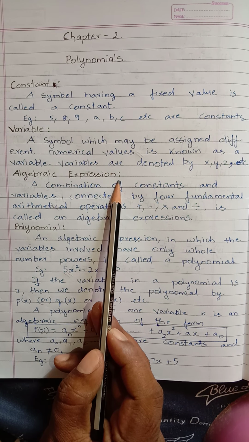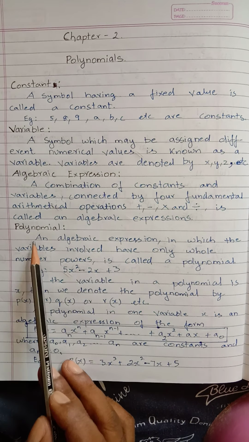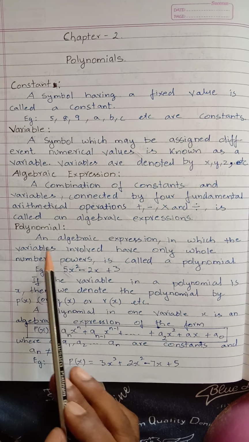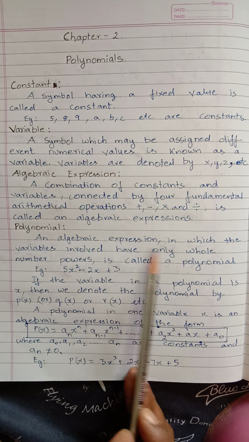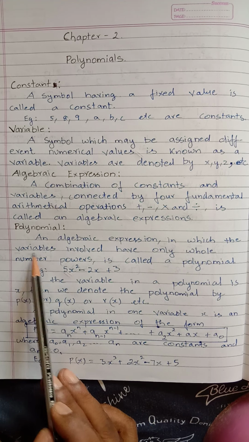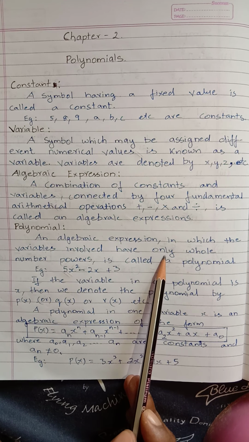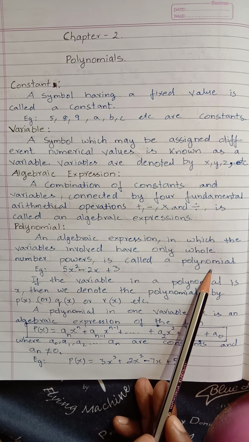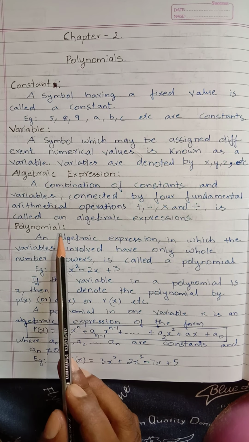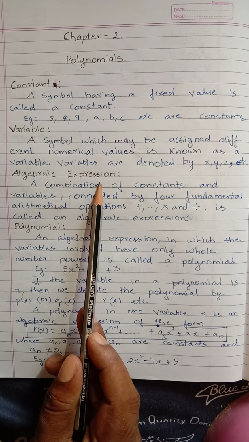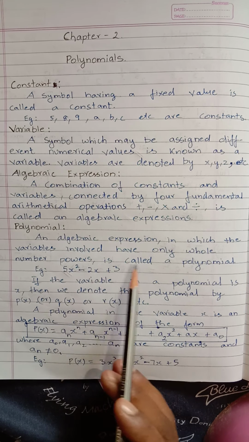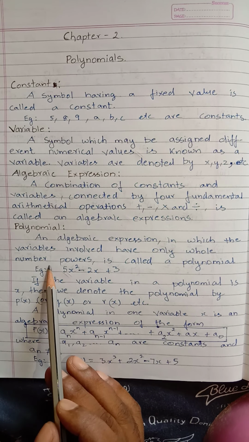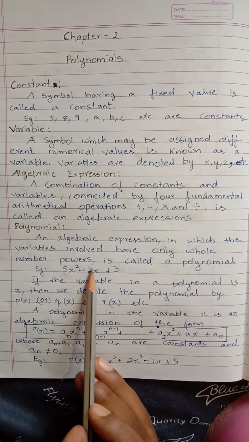And now let's go for what is a polynomial. An algebraic expression in which the variables involved have only whole number powers is called a polynomial. A polynomial is also an algebraic expression only, but the condition is that the powers will be only whole numbers.